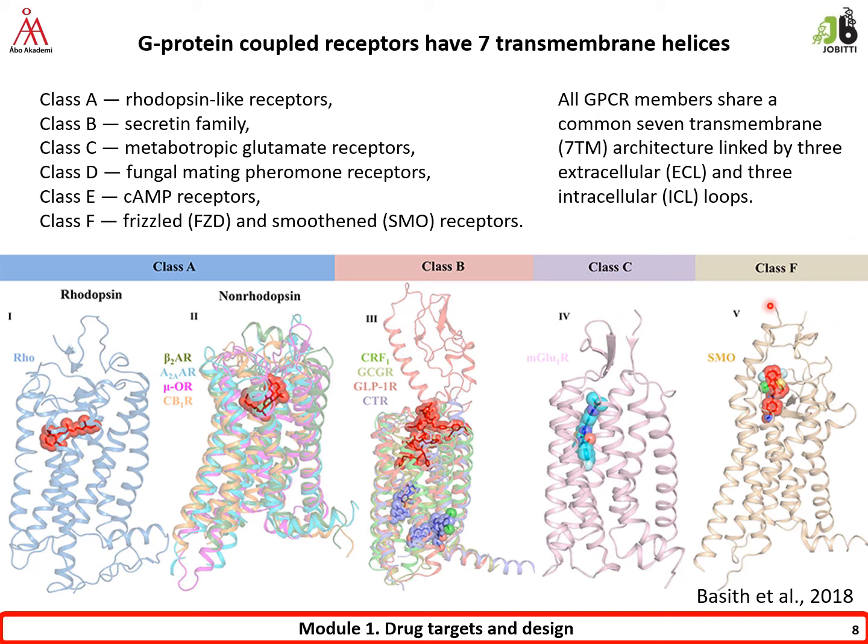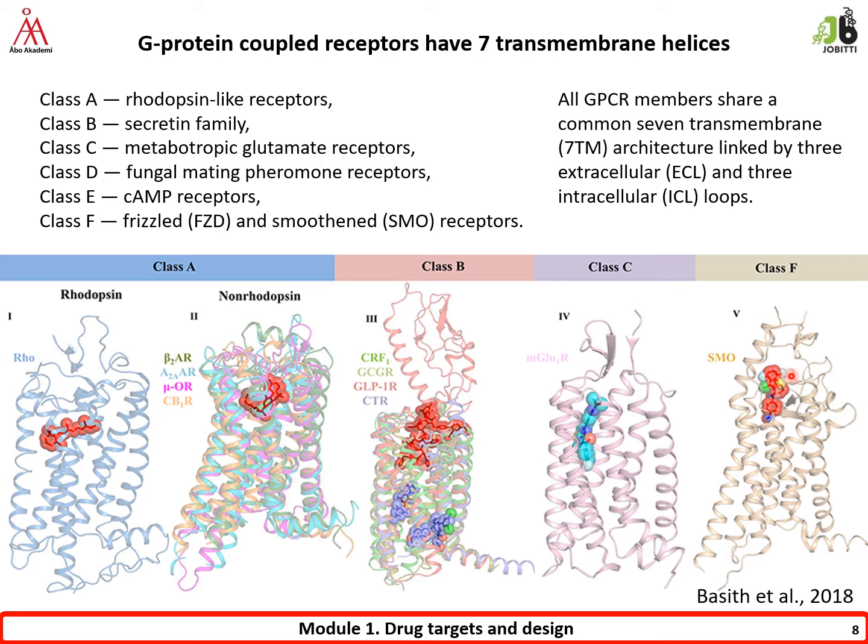In the case of class F GPCRs, both smoothened and frizzled receptors possess an extracellular domain that is comprised of an extracellular cysteine-rich domain and an extracellular linker domain. The endogenous lipoglycoprotein ligand WNT binds to the CRD of the frizzled receptors.